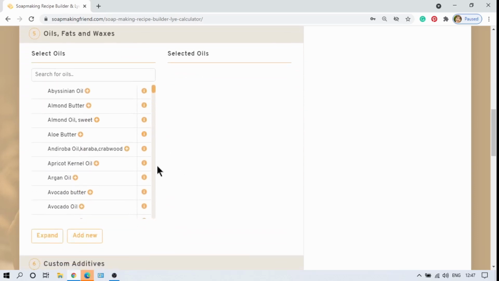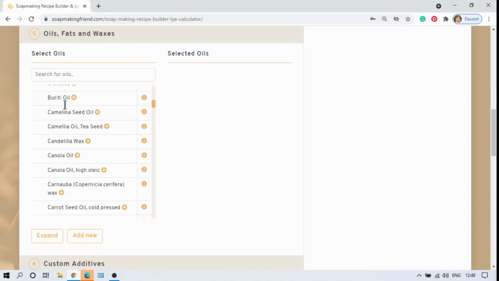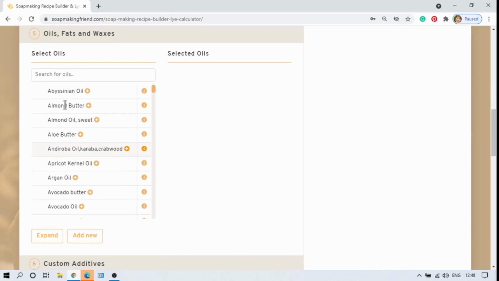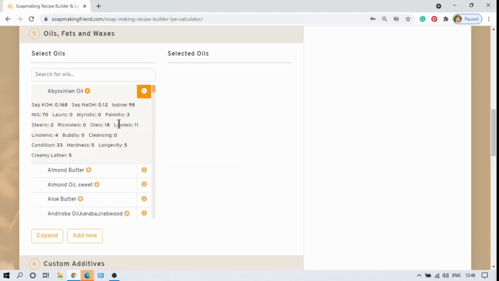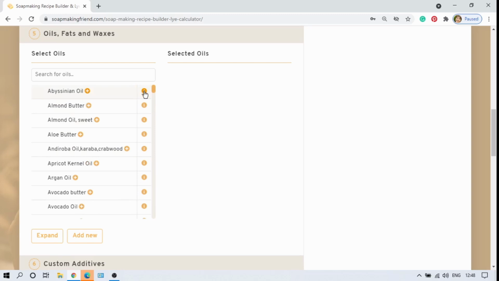Then your oils, fats and waxes. Now all of your oils are here under this tab here. So you can scroll up and down, it's alphabetical. And then you've got a plus, how you're going to add your oils, and then there's the information tab here. So if you just hover over it, it will give you all the information for that specific oil. So that is your SAP values, your iodine, your INS number, the different fatty acids that there are, and the different properties at the bottom like bubbly and cleansing and conditioning. You can also click on the eye and it will open all the information underneath it. If you click again on the eye, it will close it there.